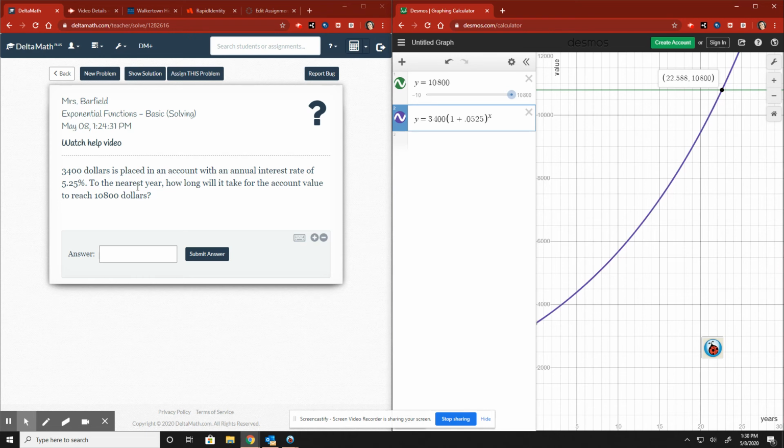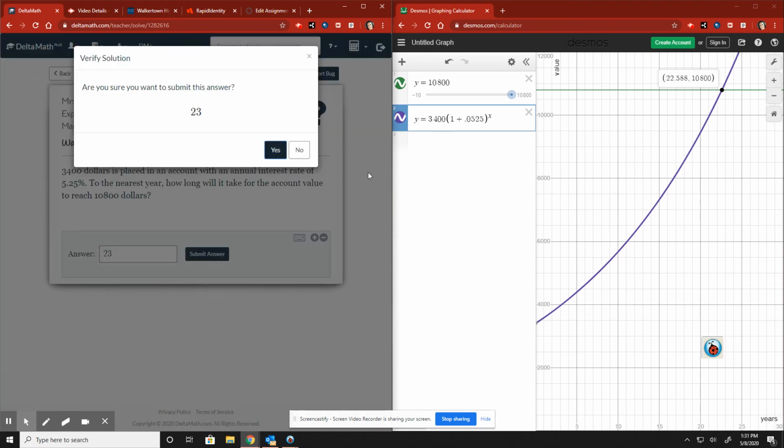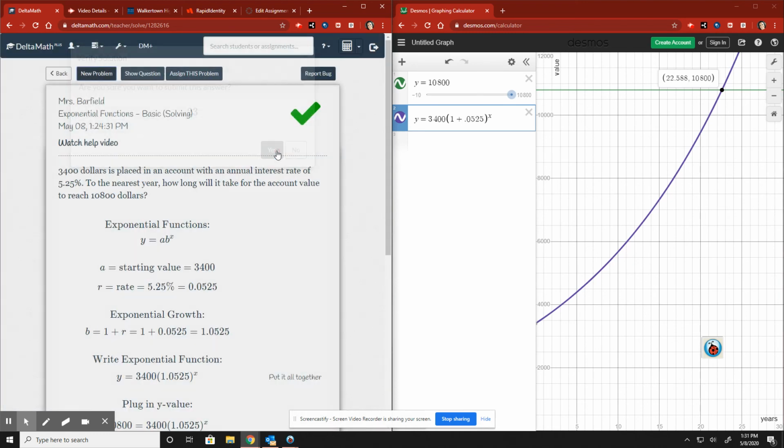Okay, so it says to the nearest year. Well, 22.588, so 0.5 rounds me up to 23. So I'm going to click submit. And there you go. I got my green check mark.